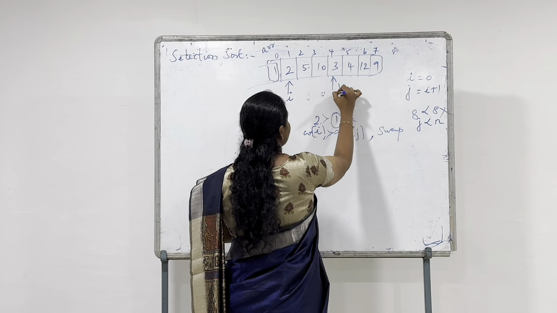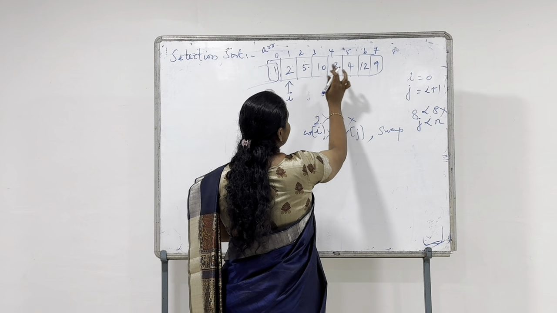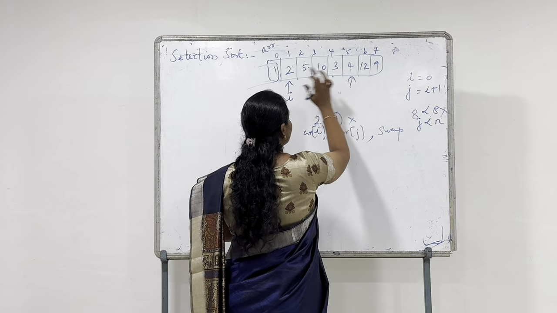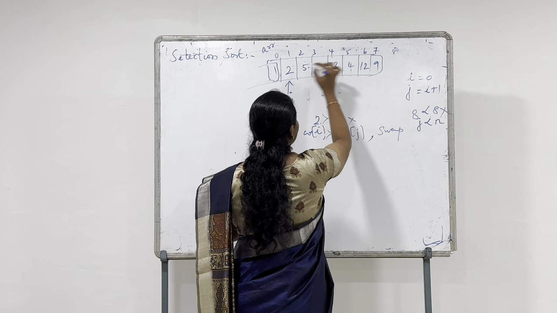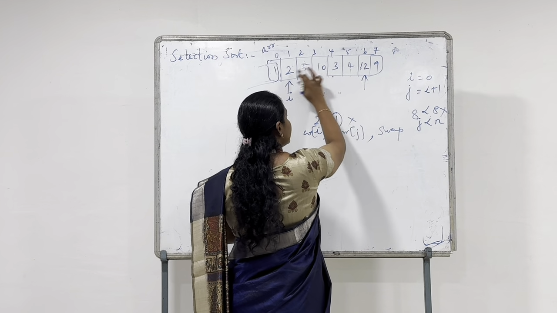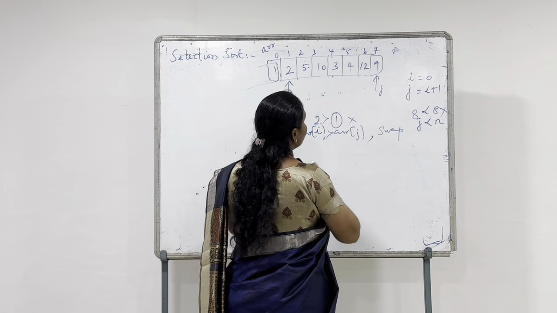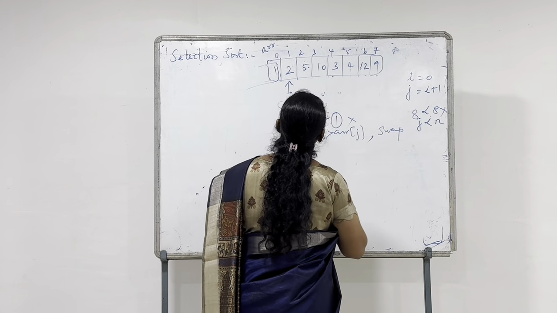3, and now j is incremented. 2 and 3, 2 is again lesser. 2 and 4, 2 is lesser value. 2 and 12, 2 is lesser. 2 and 9, 2 is again lesser value. Okay, so it comes out from the loop.